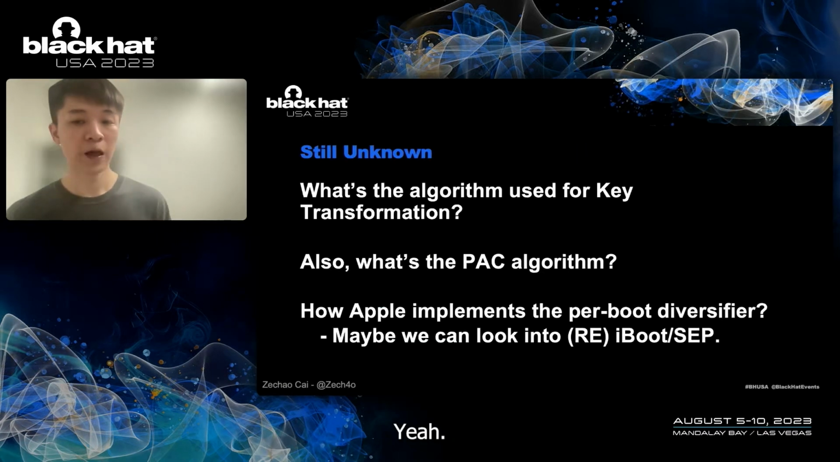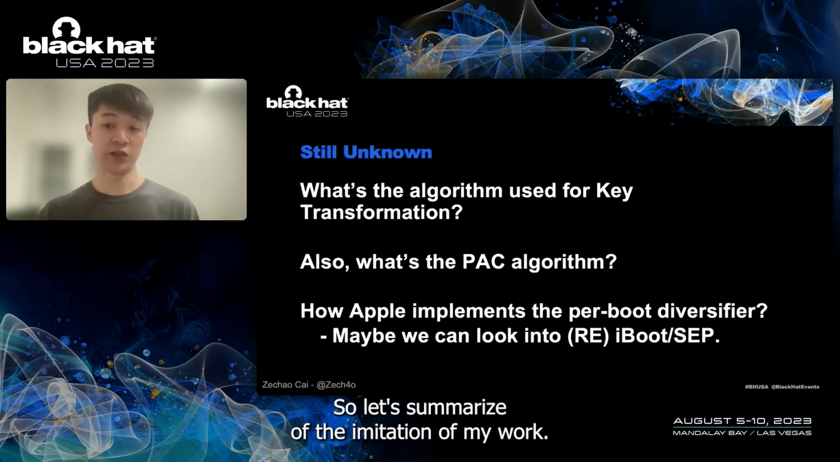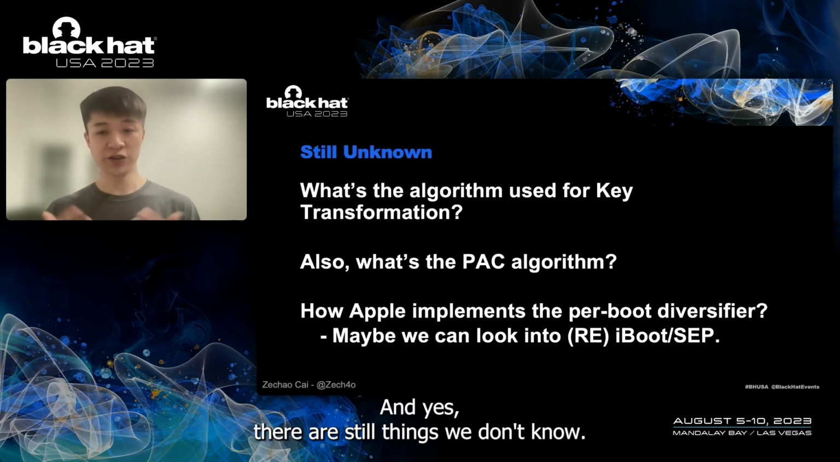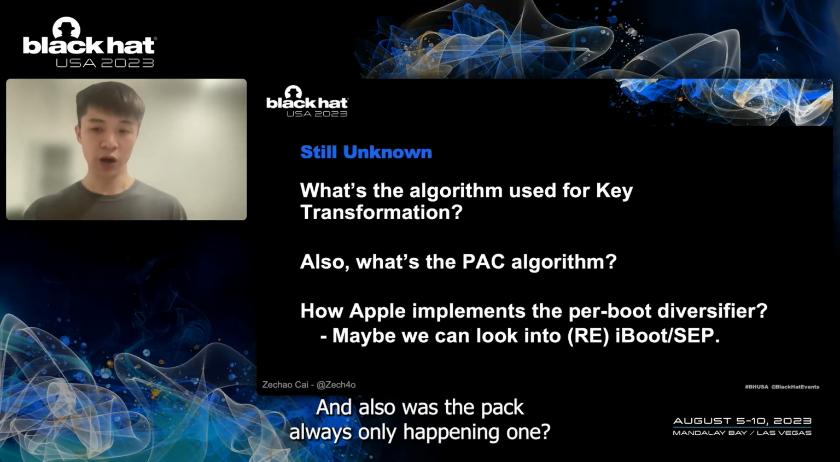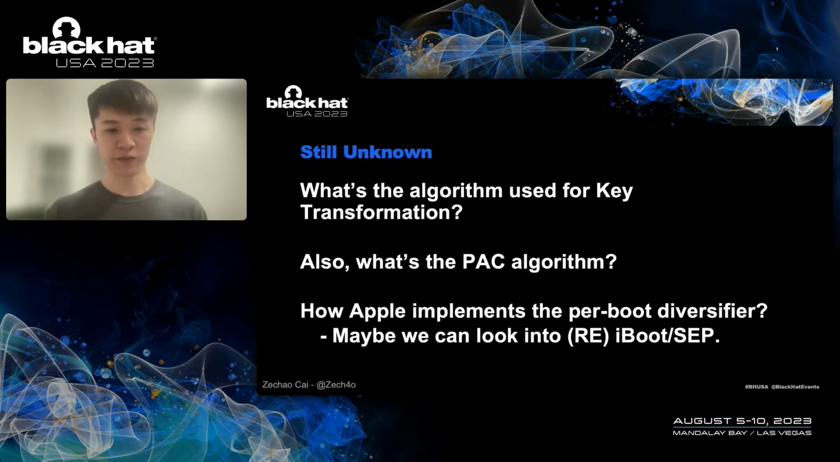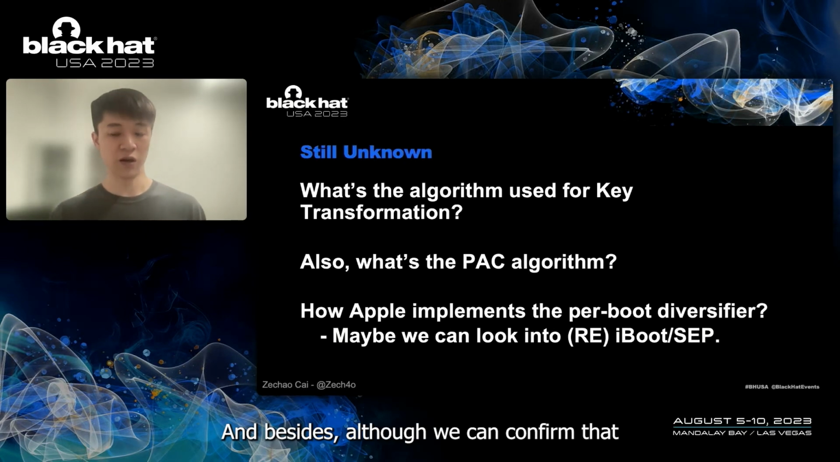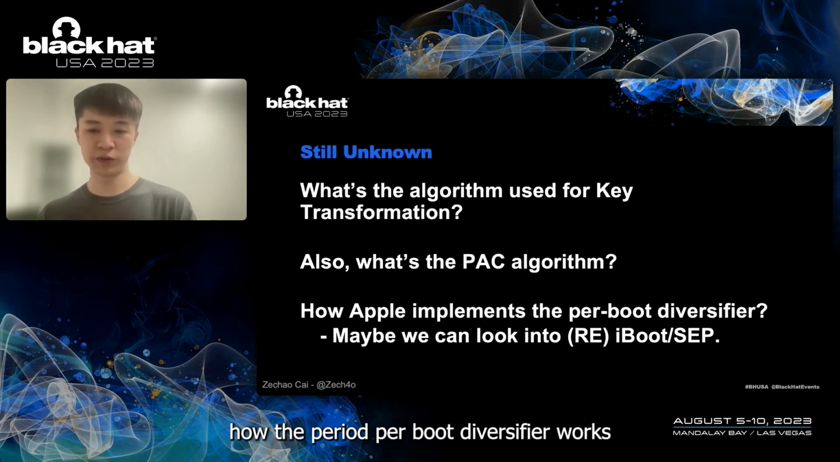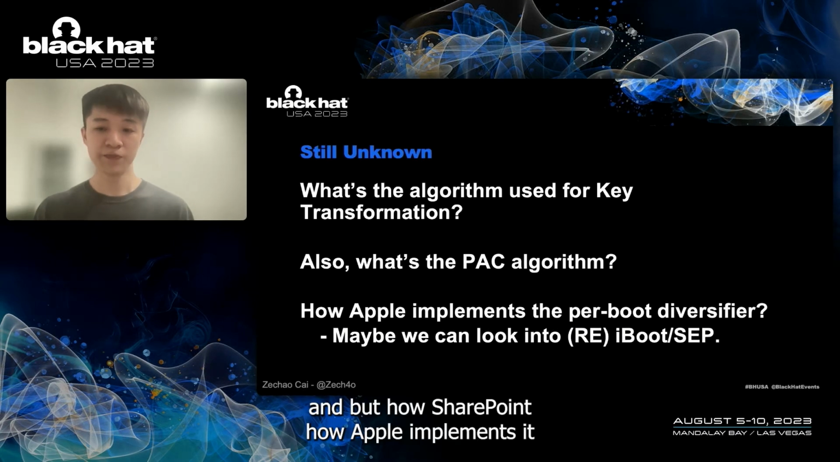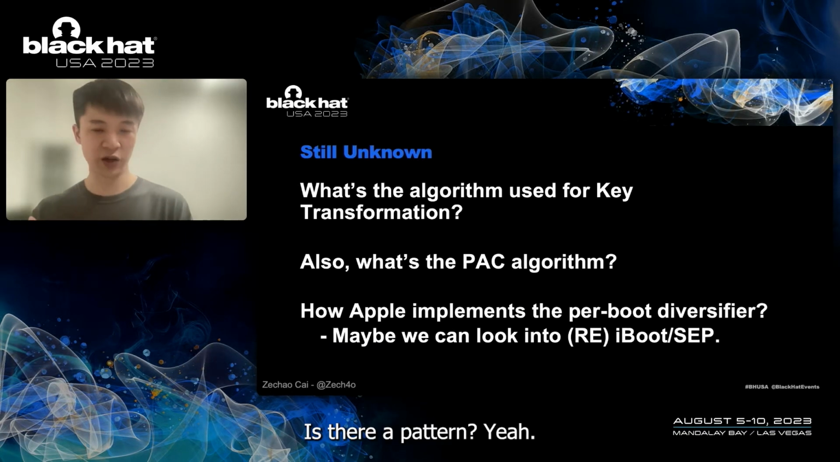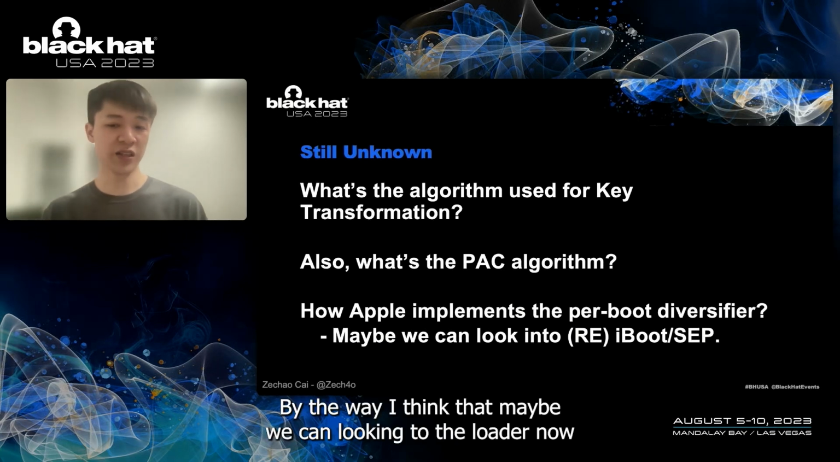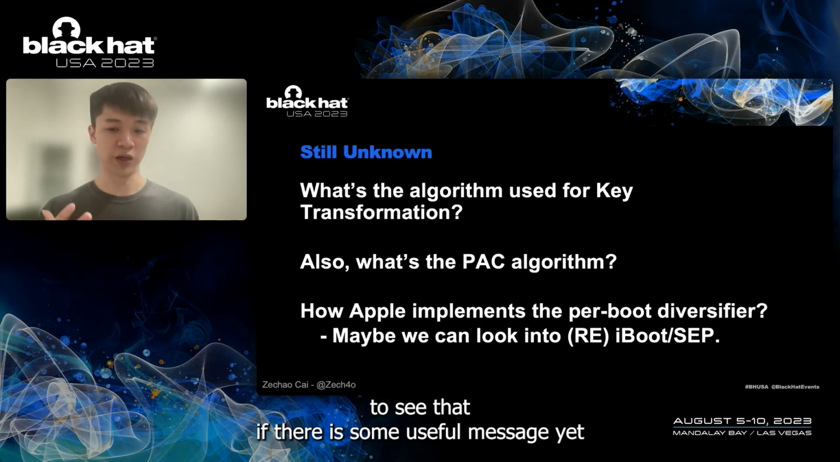So let's summarize the limitations of my work. There are still things we don't know. The first thing is, what's the algorithm used for key transformation? And also, what's the PAC algorithm on Apple? Besides, although we can confirm how the per-boot diversifier works, how Apple implements it is still a question. By the way, I think maybe we can look into the bootloader to see if there's some useful information.